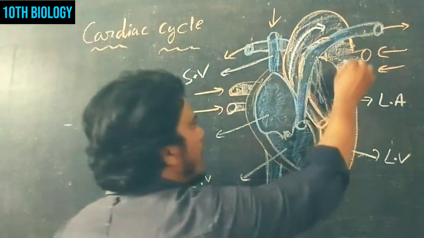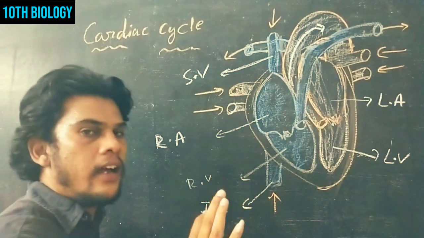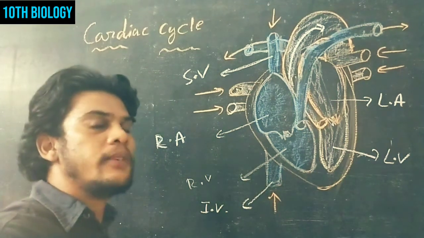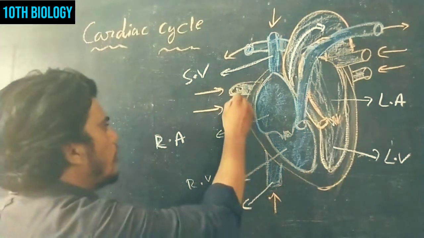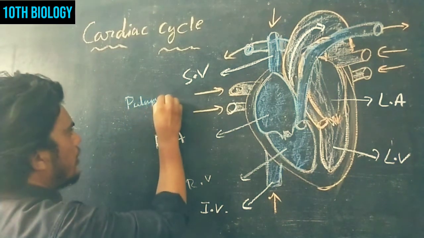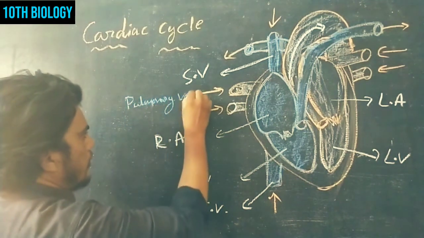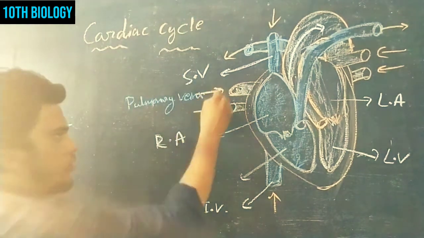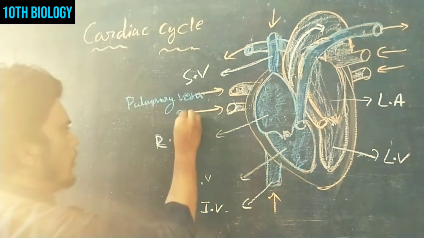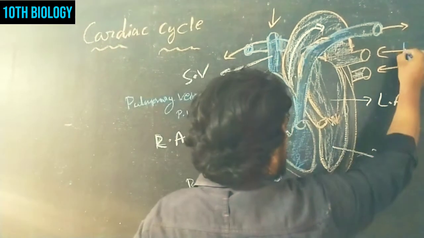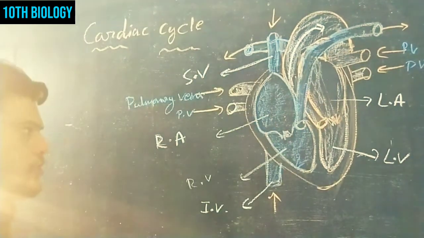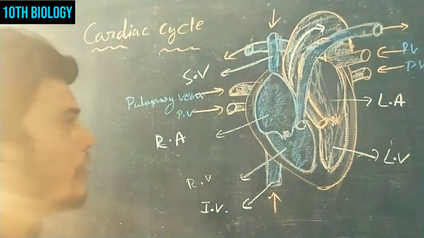Then what about these two and these two vessels? Yes, these two and these two vessels are pulmonary veins. They bring oxygenated blood from the lungs. So these two and these two are pulmonary veins, also PV, pulmonary vein. Okay, finished. Next one. Look here.